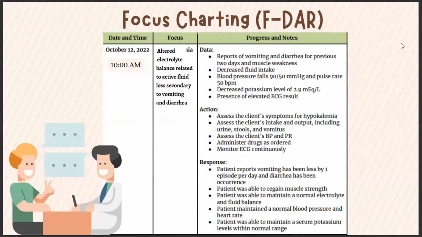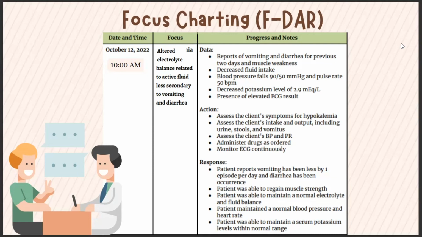For the FDAR charting, the date and time, October 12, 2022, 10 o'clock a.m. The focus is altered electrolyte balance related to active fluid loss secondary to vomiting and diarrhea. For the progress notes, in data, the patient reports vomiting and diarrhea for the previous 2 days and muscle weakness. Decreased fluid intake, blood pressure falls to 90/50 millimeters of mercury and pulse rate is 50 beats per minute. Decreased potassium level of 2.9 milliequivalents per liter, and a presence of elevated U-wave on the ECG result.